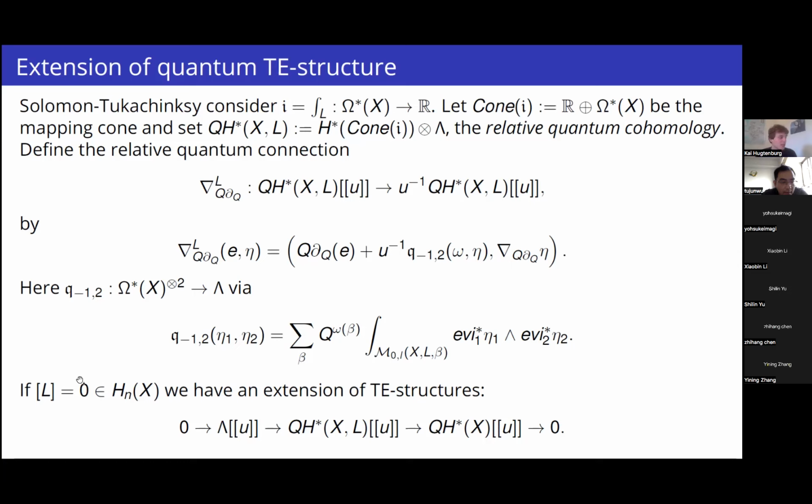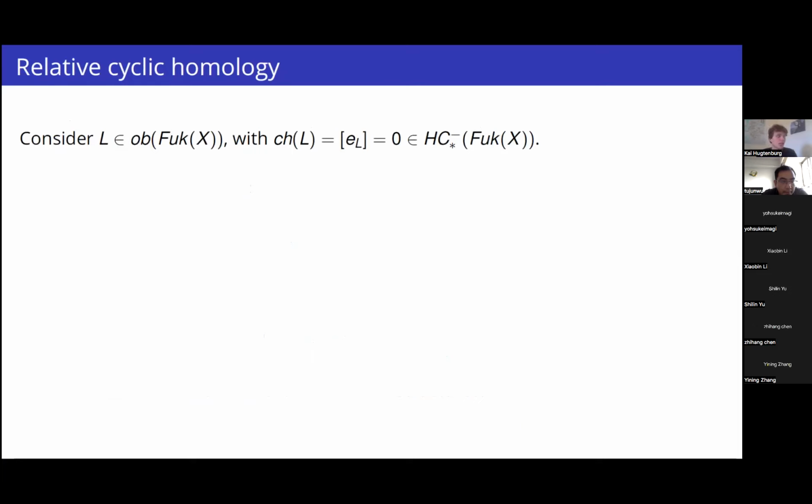Yeah, but the main takeaway is that, given a Lagrangian, you get some extension of TE structures. So you have the relative quantum cohomology, and this was the original E structure, the quantum E structure, and you just get the one-dimensional extension of it. And the idea is to mimic this on the Fukaya category, which I will call relative cyclic homology. I will just define it for the Fukaya category, but it works more generally if you take some object in a category whose Chern character vanishes. In this case, I will take that to mean the class of the unit inside the negative cyclic homology.